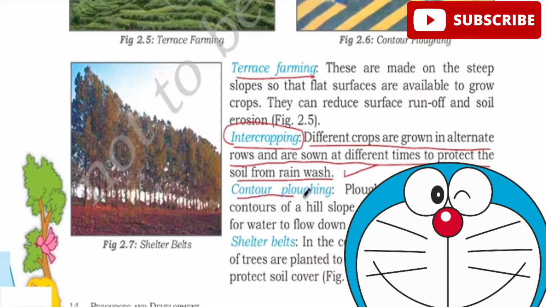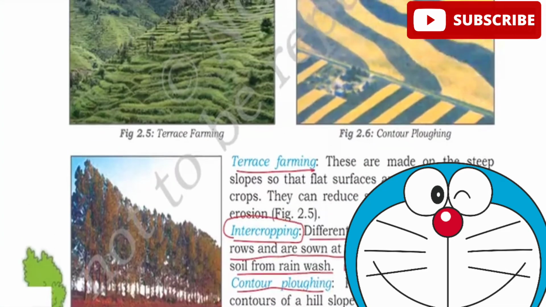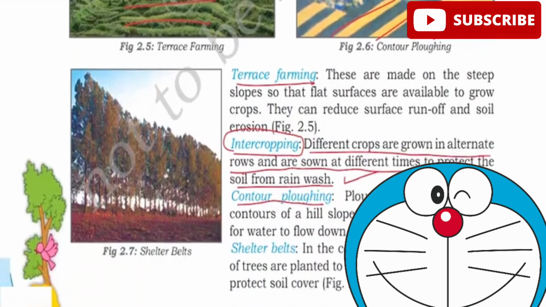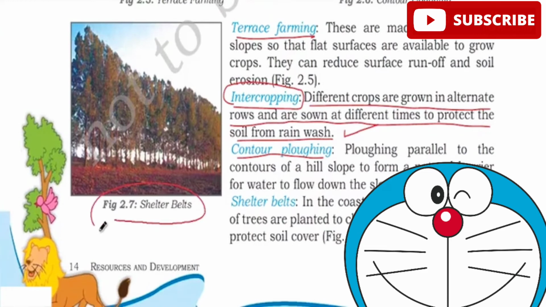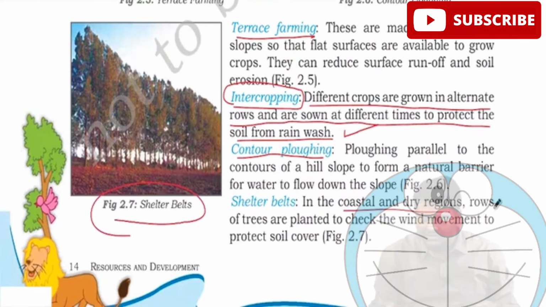You have contour plowing, that is plowing parallel. Can you see here? Terrace. Parallel to the slope, you go for plowing. And these are shelter belts. In the coastal and dry regions, rows of trees are planted to check the wind movement to protect the soil cover.